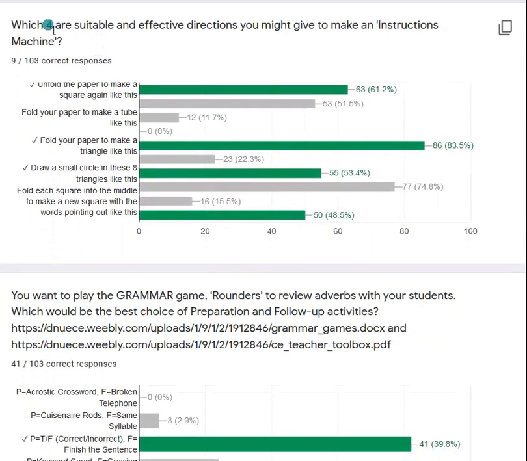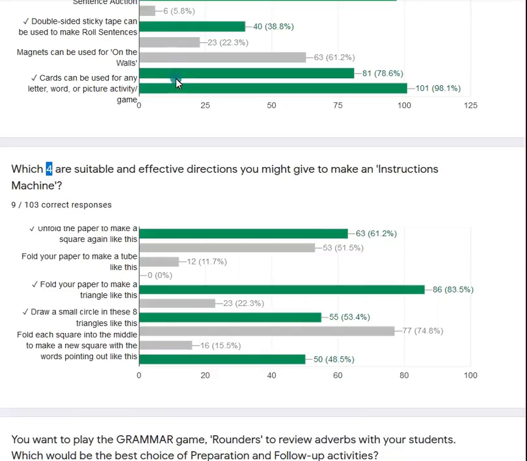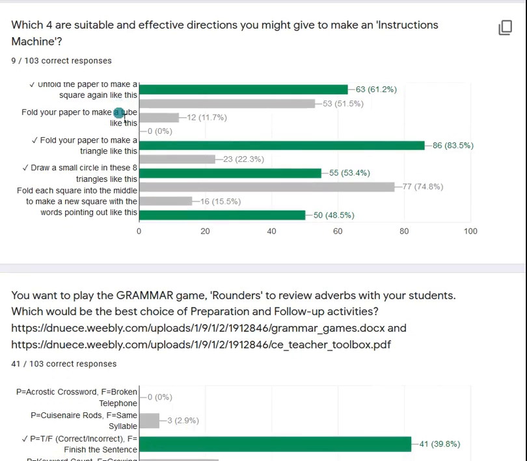4. So this time, and maybe I should have told you how many to choose in these things, but anyway, this makes it a little easier. You're choosing which 4 are for the instructions machine, the Dongsanam book. Unfold the paper to make a square. Yes. And again, each direction should have a verb, like fold, unfold, an object, unfold what? The paper, and then how, more detail, to make a square like this.